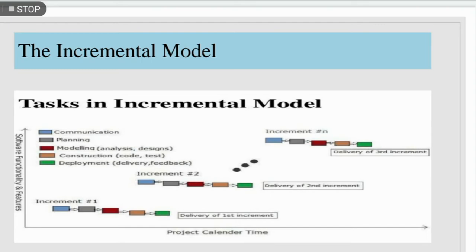The first increment is often a core product where the basic requirements are addressed and supplementary features are added in the next increment. Once the core product is analyzed by the client, there is a plan development for the next increment. We will see the phases of the incremental model one by one.